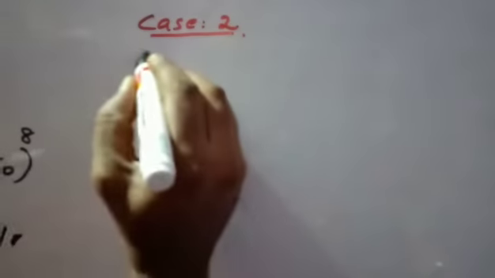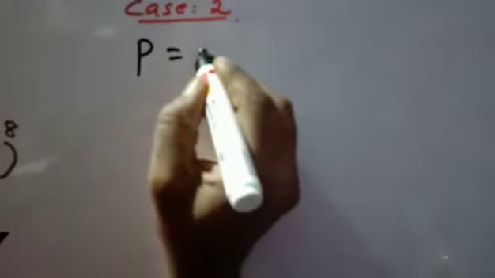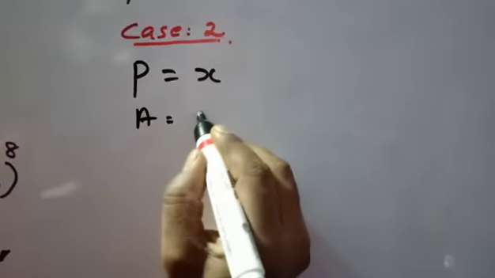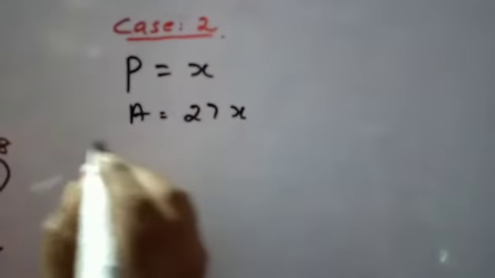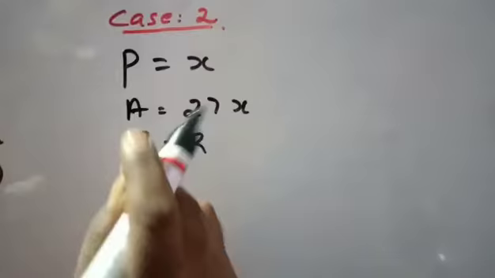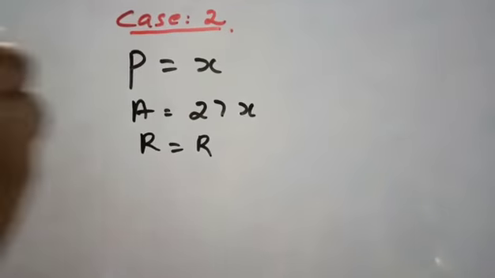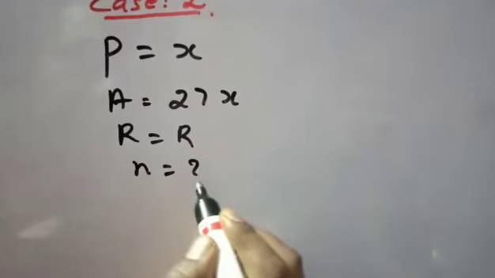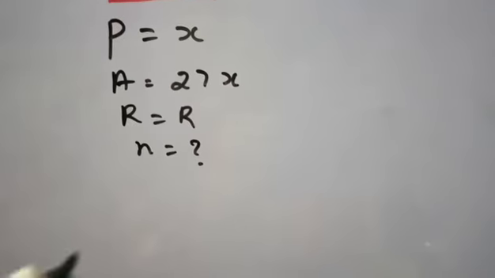Okay, case 2. So here we have same principal x, and this time the amount becomes 27 times of x. So amount equal to 27x. We have same rate of interest r equal to r, and we need to find out how many years this will become 27 times. So n equal to question mark. We need to find the number of years.